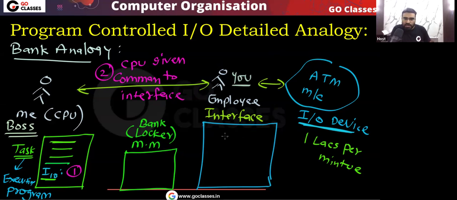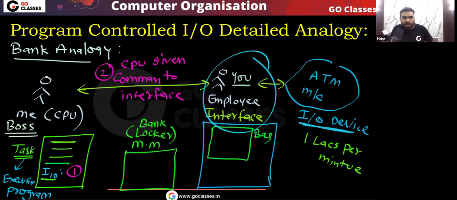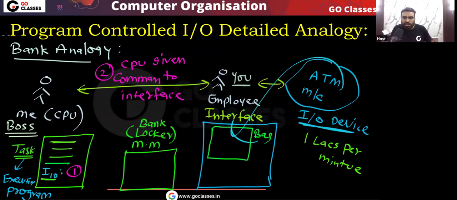What will this employee do? Let's assume this employee has a bag to put this money. In this analogy, what is the bag? Can you tell me? In this interface, you have a bag. Basically, this employee has a bag to collect the money, to collect the data. This IO device is giving you the data, so to collect the data, this employee has a bag.